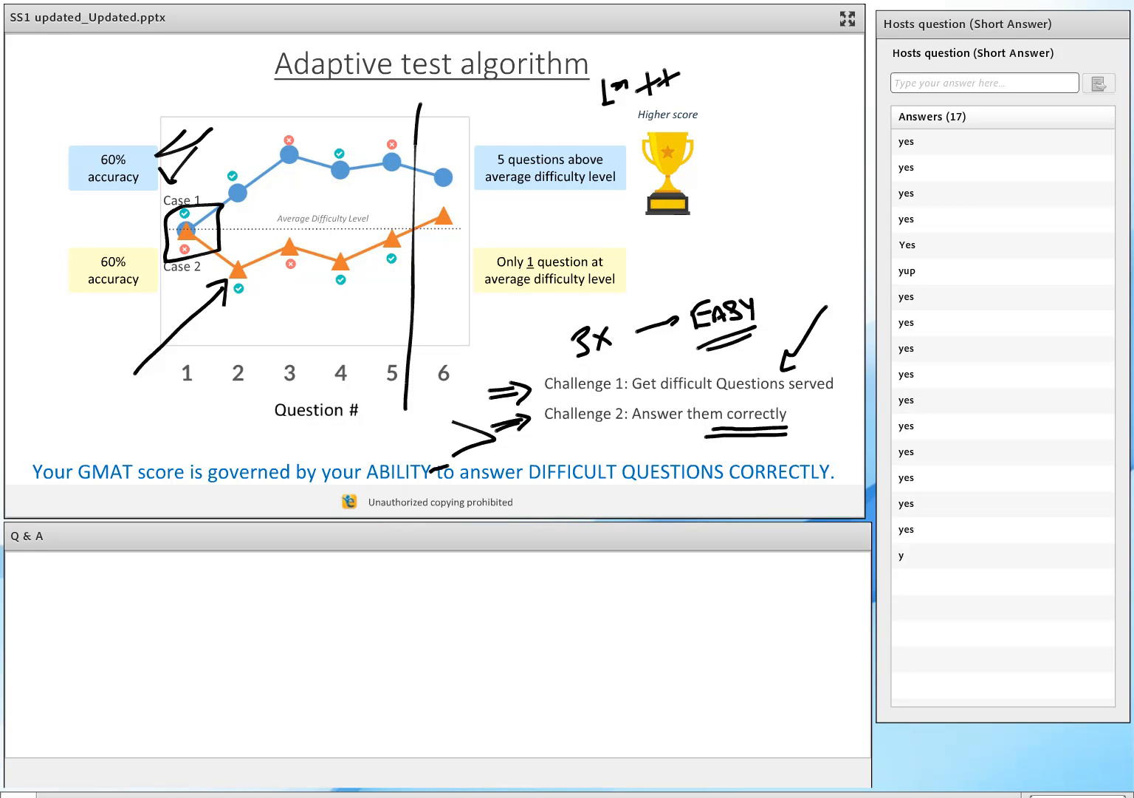The reason why I want to show this is because on the GMAT, when you measure your accuracy and say, hey, I've done better in this test because I've gotten more questions right, that can be a smoke screen. Why? Because measuring accuracy on the GMAT is not a great thing. Two people with identical accuracy can have very different scores.